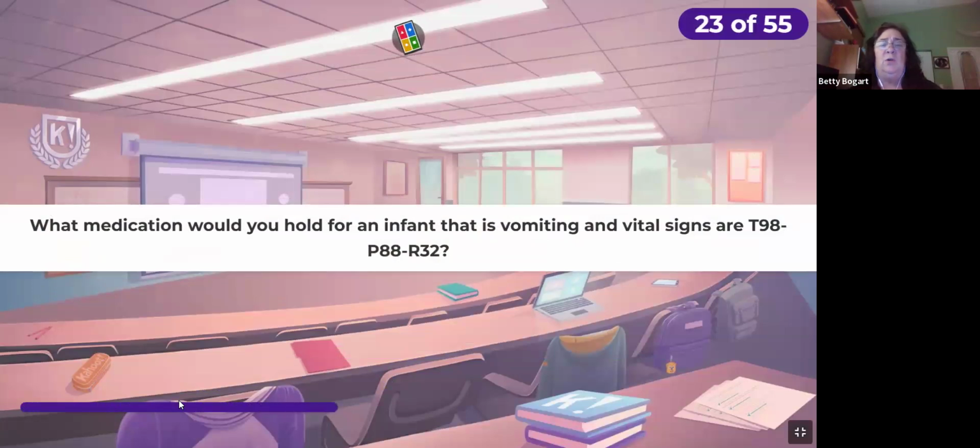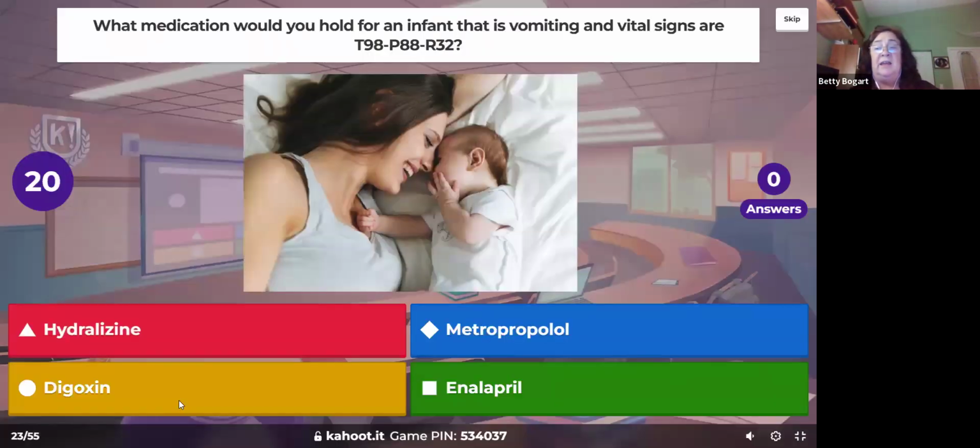What medication would you hold on an infant that is vomiting? And the vital signs are 98, 88, 32. An infant vomiting.